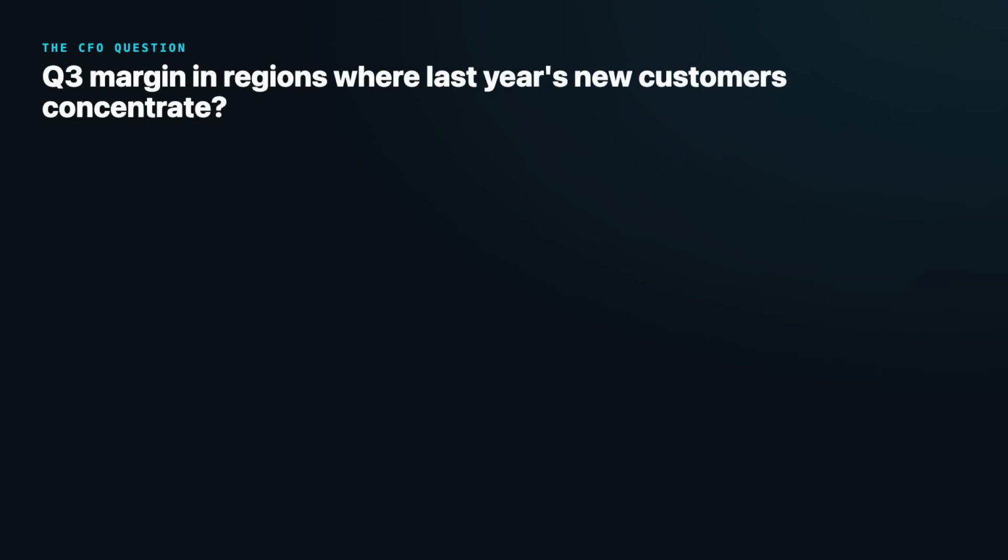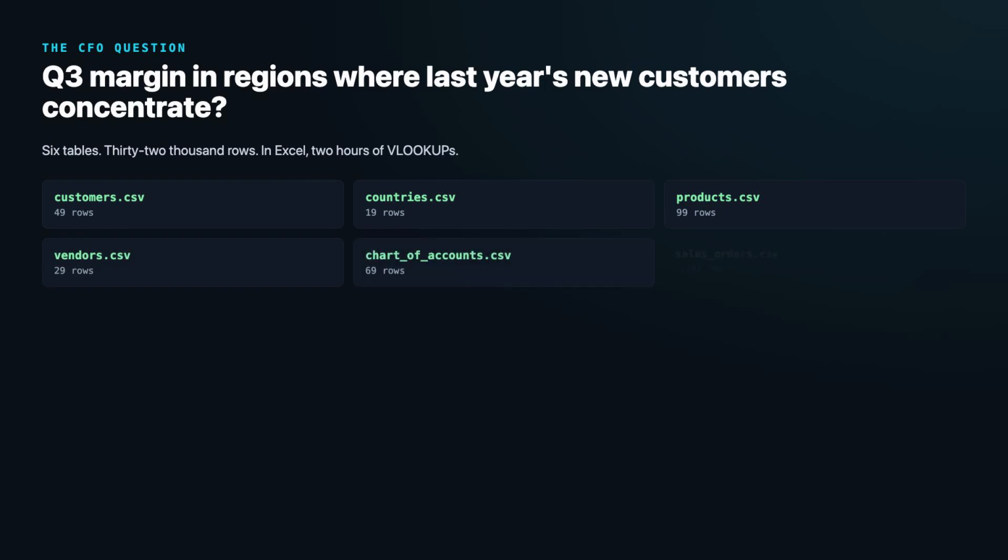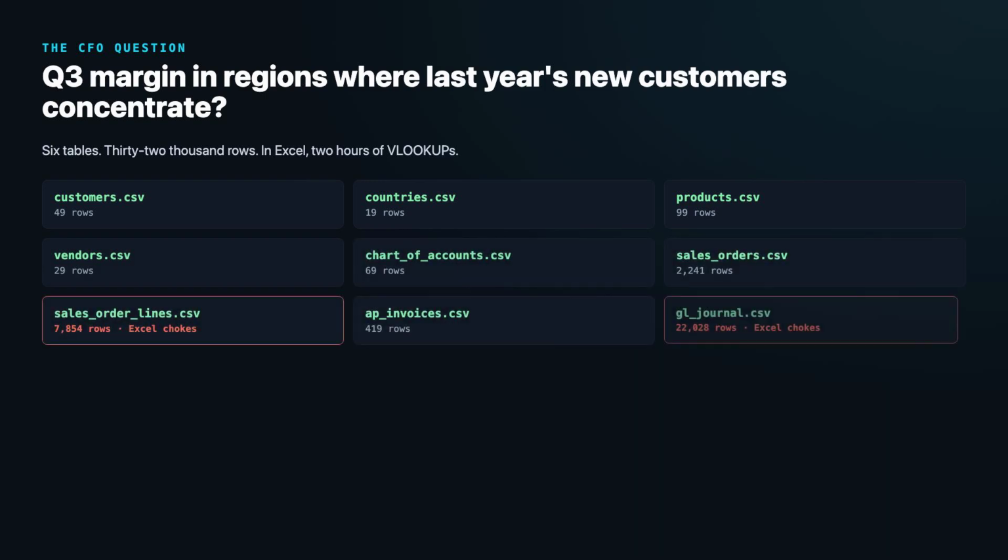Picture the question. Q3 margin in the regions where last year's new customers concentrate. The customers are in customers.csv. The regions are in countries.csv. The orders are in salesorders.csv. The line items are in salesorderlines.csv. The categories are in products.csv. And the cost data is in the GL extract from your ERP.